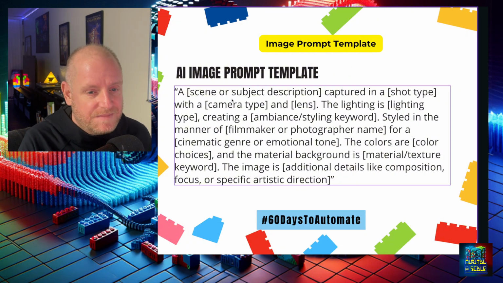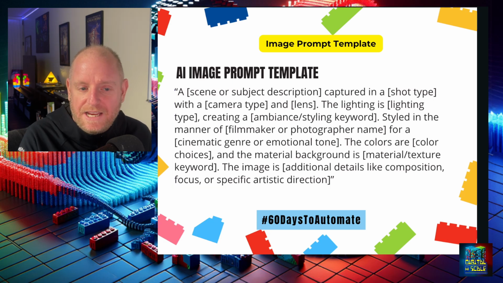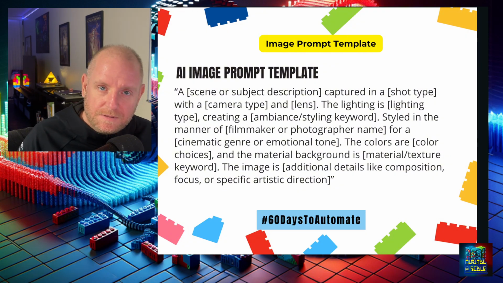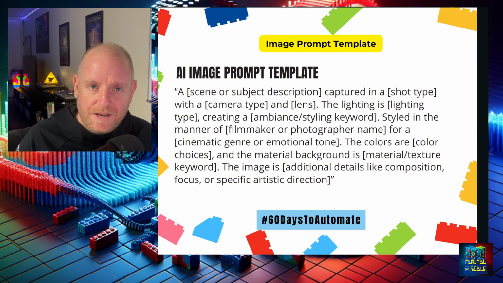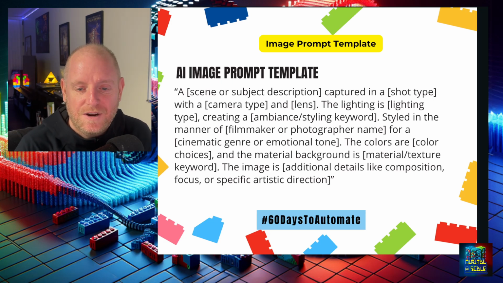A scene or subject description. So you want to describe whatever your scene or your subject is. Captured in a, this is where you say the shot. Is it a high angle shot, bird's eye shot? Give it a camera type. You can use my guidebook at digitalatScale.com that will be part of this to see what the different camera types are, and a lens. The lighting is dark.